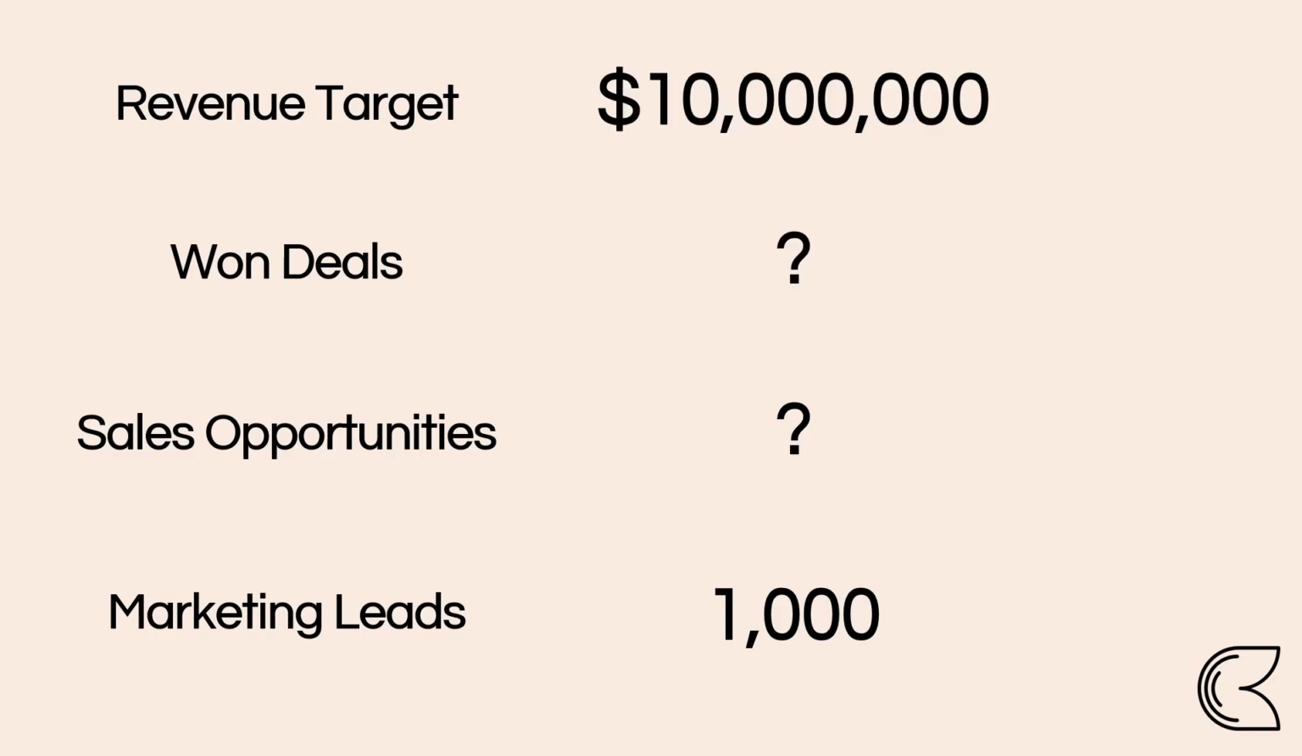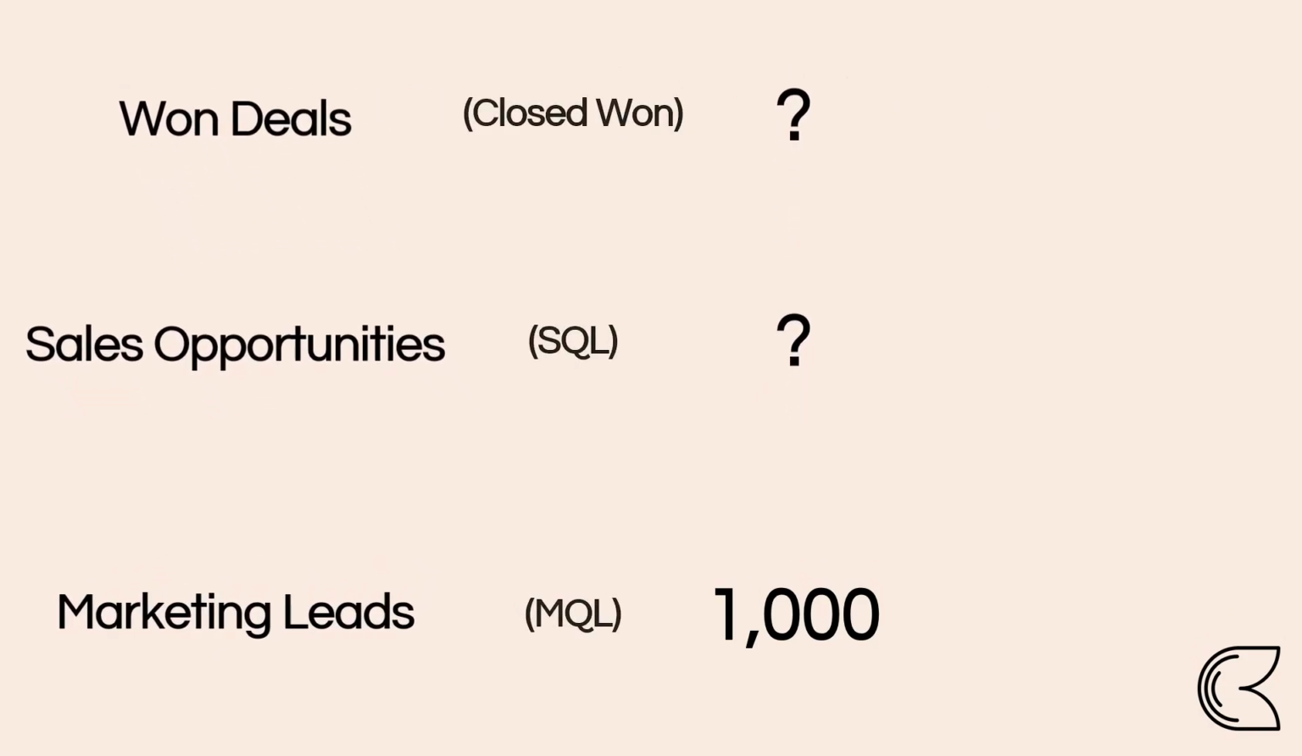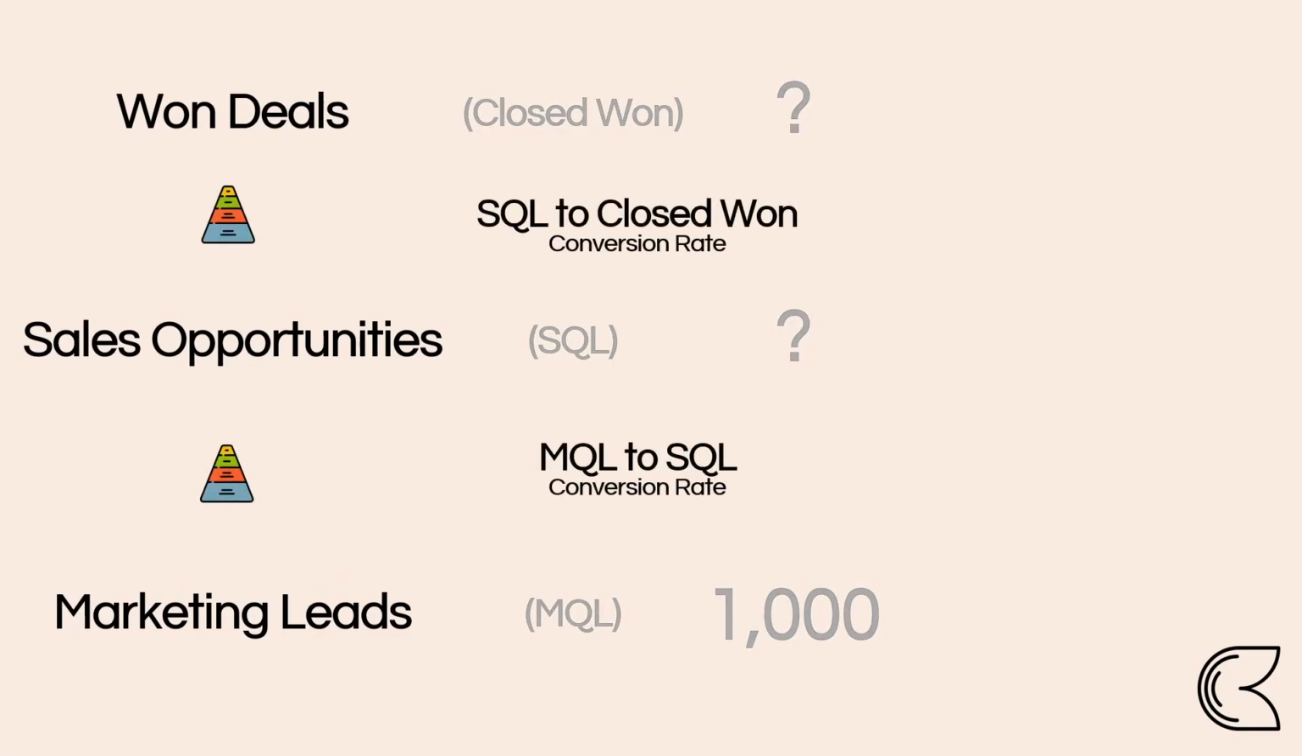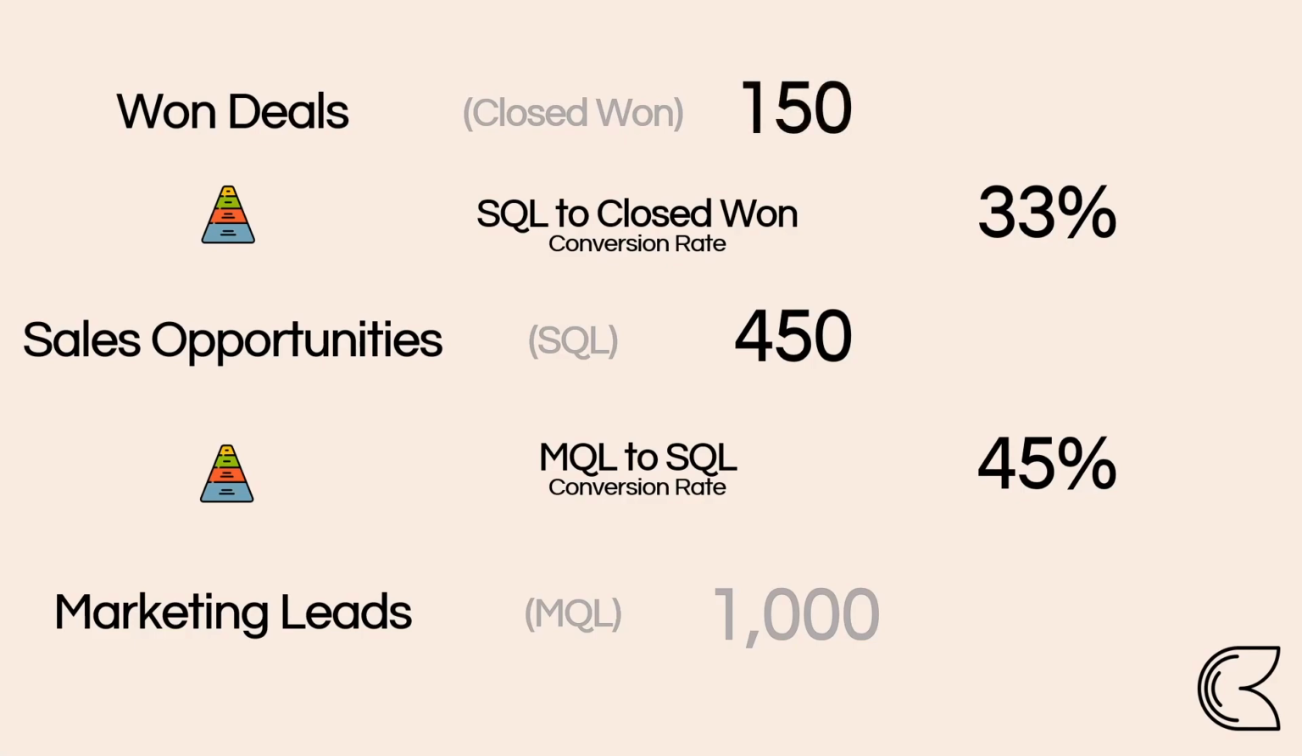In our scenario, we already have a revenue target of $10 million. So will the 1,000 marketing leads get us to target? Let's break this down. To get to the target, we need to know how many marketing leads will turn into sales opportunities. So we look at the MQL to SQL conversion rate, in this case 45%. So 45% of my 1,000 MQLs will turn into 450 sales opportunities. Then to know how many of those sales opportunities will turn into won deals, we take the SQL to close won ratio of 1/3. That means that of my 450 opportunities, I'll get 150 close won deals.